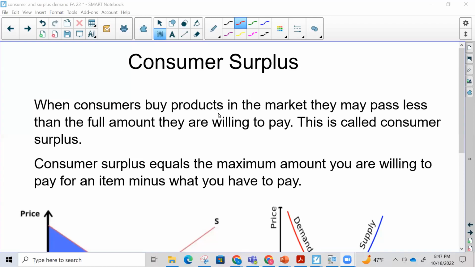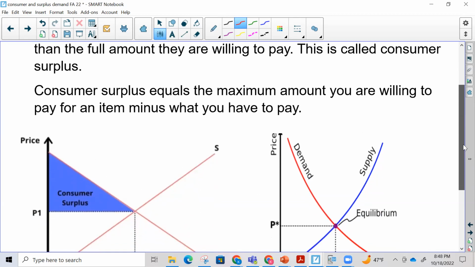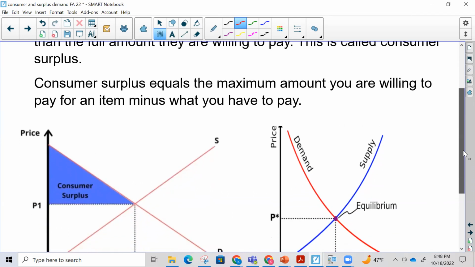So the two other things we're going to talk about in terms of economics are consumer surplus and producer surplus. This video is going to be on consumer surplus, and then there'll be another one on producer surplus. When consumers buy products in the market, they may pay less than the full amount they're willing to pay. This is called consumer surplus. Consumer surplus equals the maximum amount you are willing to pay for an item minus what you have to pay.